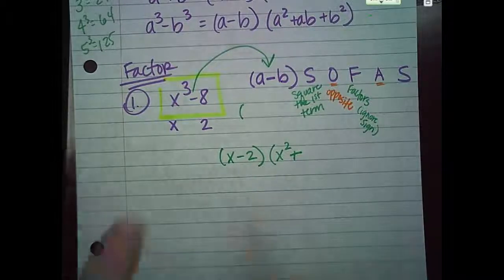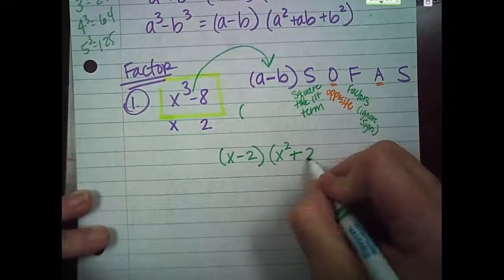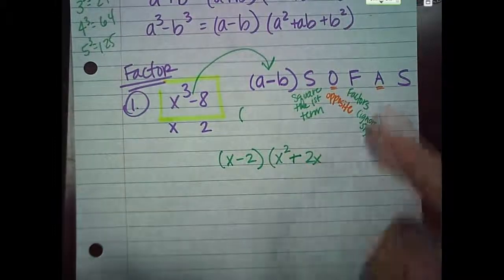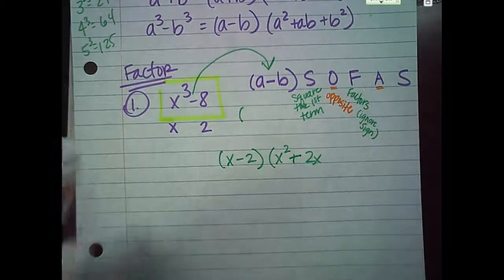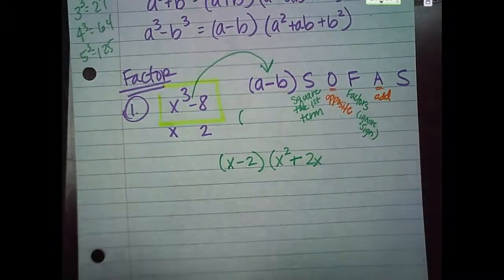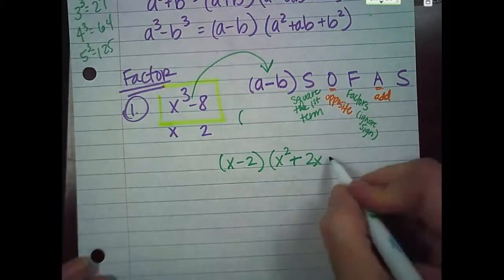So the factors are x and 2, so we're going to write 2x. 2 times x is 2x. That's where the factors come from. The factors come from the cube roots. Now then A. A stands for add. It's the other sign. So you're going to put your add symbol here.